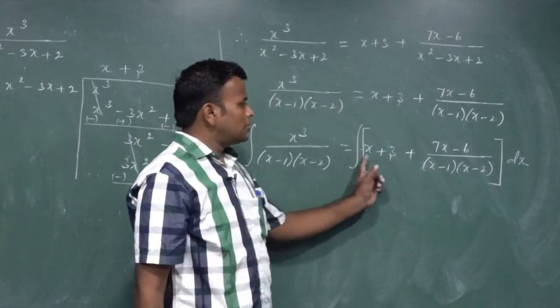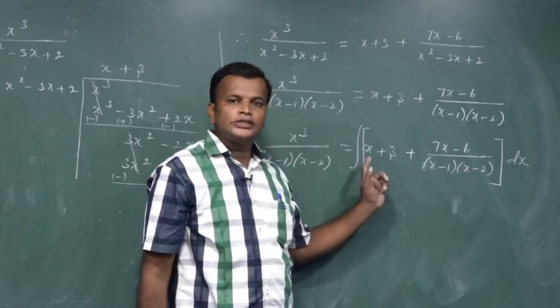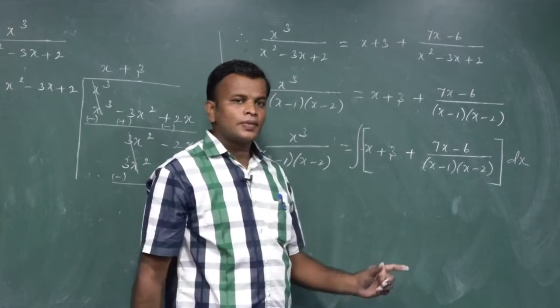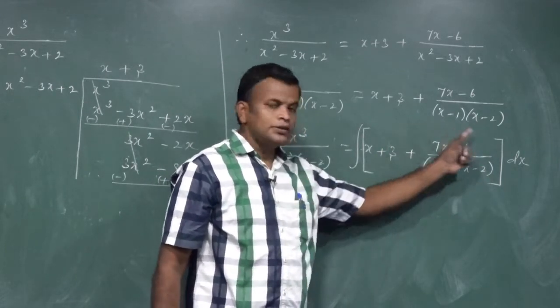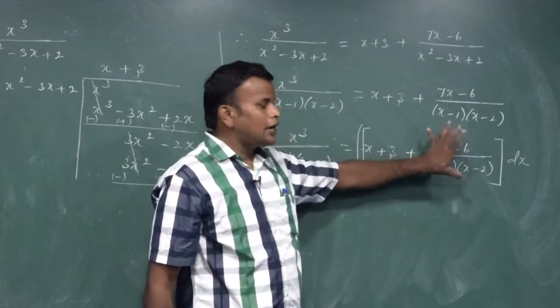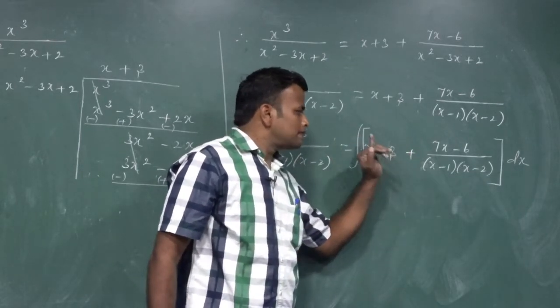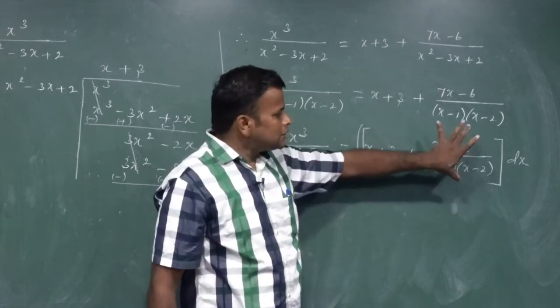You see, for the first two terms there is a direct formula. The integral of x is x squared by 2, and the integral of 3 dx is 3x. Now we integrate the remaining term only.